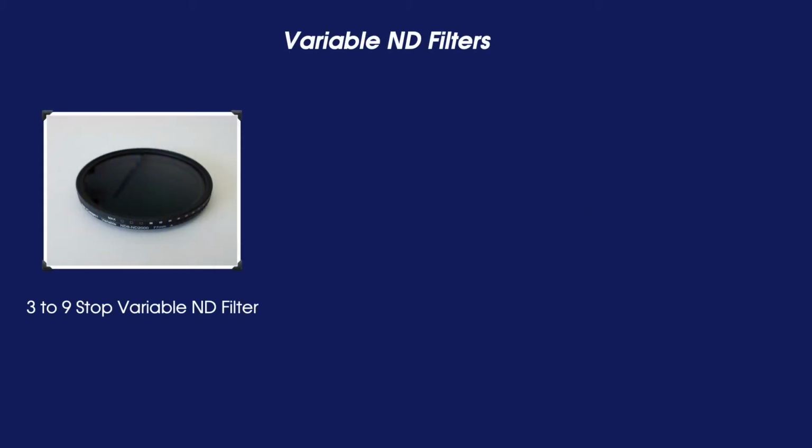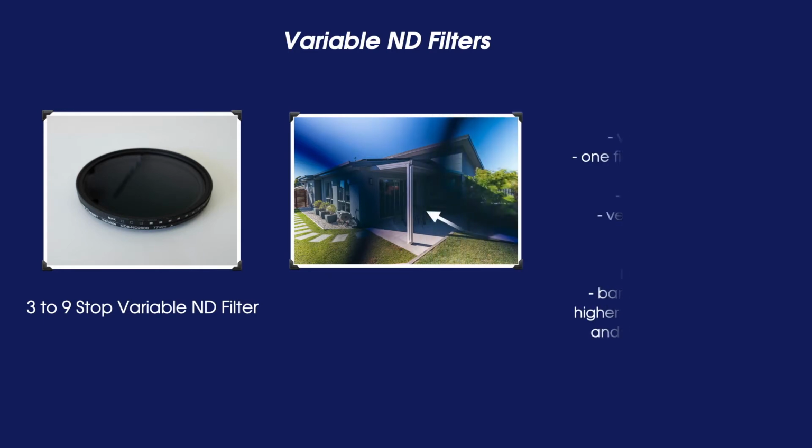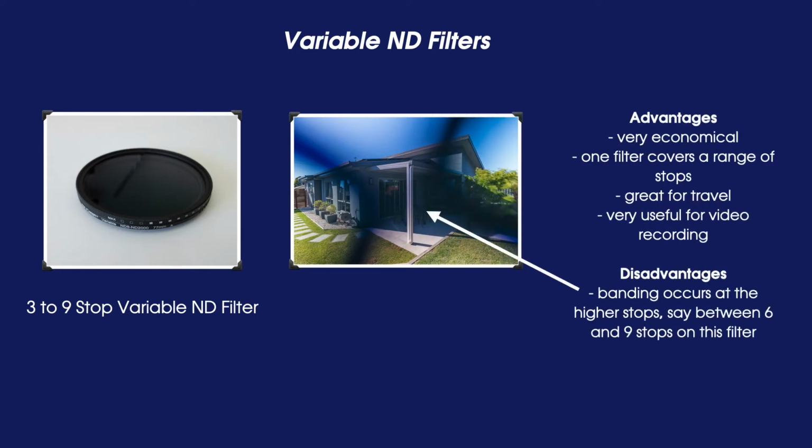Lastly, we'll look at variable ND filters, a terrific idea allowing you one filter to cover a multitude of stops for ND filters. There are definitely advantages. They're very economical. One filter covers a range of stops. They're great for travel and they're very useful for video recording. A big disadvantage is that banding can occur at the higher stops, say between 6 and 9, as can be seen on this particular filter.